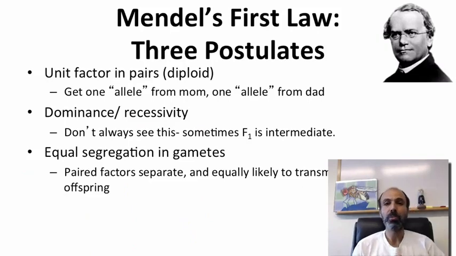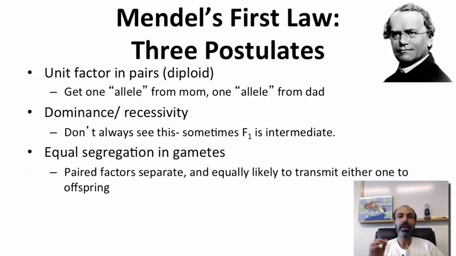So Mendel's first law has 3 postulates. First, that we have unit factors in pairs. So basically every gene, you have 2 copies of it. This is assuming you are a diploid. So you get 1 allele from your mom, and you get 1 allele from your dad. Similarly, if you are a boy like me, you will give 1 allele to your kid. Your spouse will give 1 allele to the same kid as well.